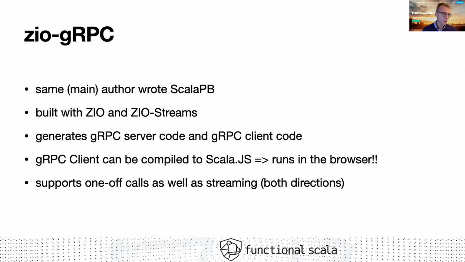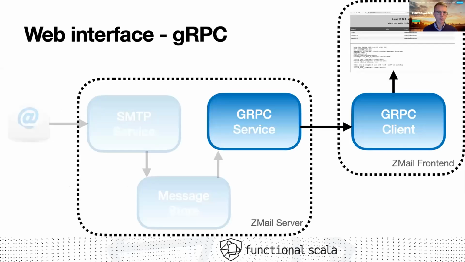And well, you can do one-off calls, so from the client to the server, or from the server to the client, and you can even do streaming in both directions. So skip one slide back. So what I'm going to show you now is how you can use gRPC to define a service inside your server part of the application and to define the client in the front end.